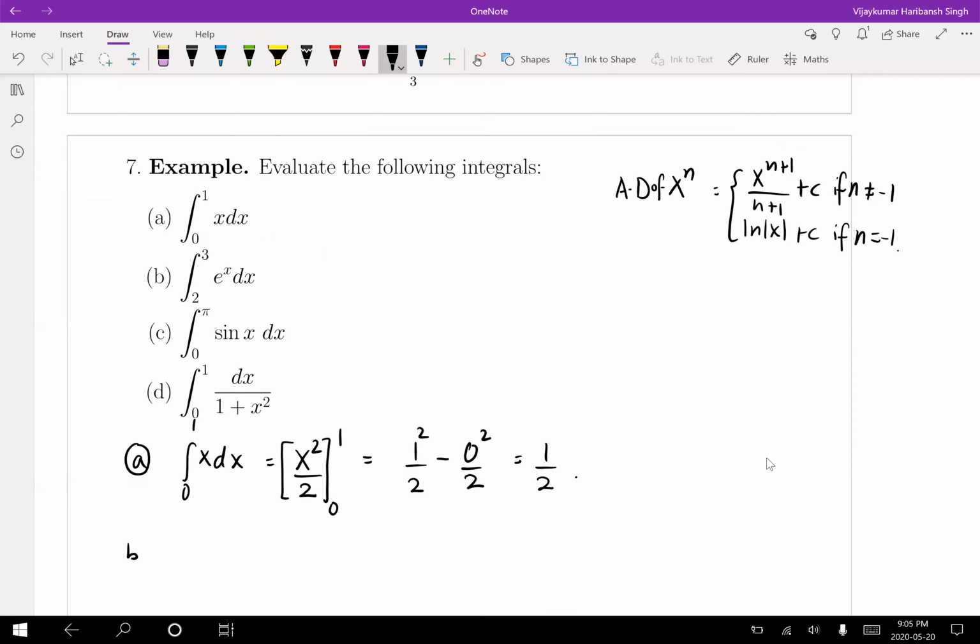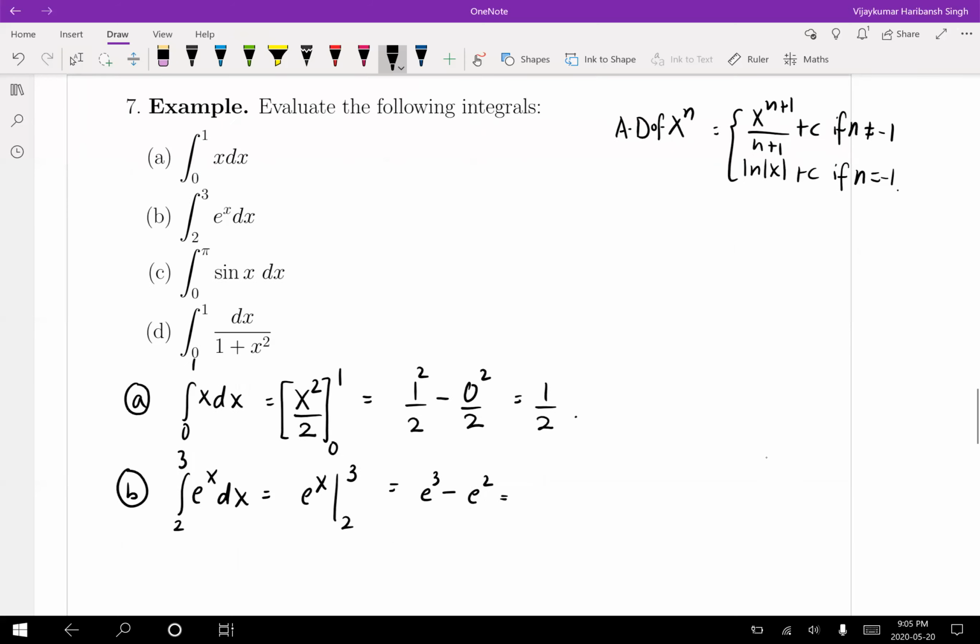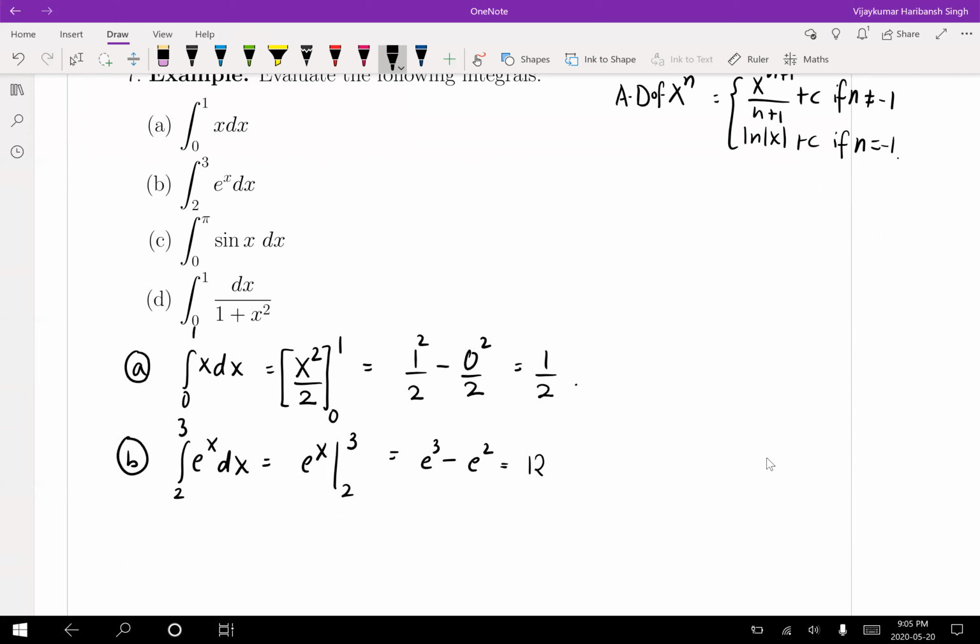So let's look at b. Again, the integral from 2 to 3 of e to the x dx. The antiderivative of e to the x is e to the x, again from 2 to 3. So we get, substitute the upper limit minus substituting the lower limit, which is e cubed minus e squared. Okay, you can find the value, but finding the value is not important. This is good enough as an answer.